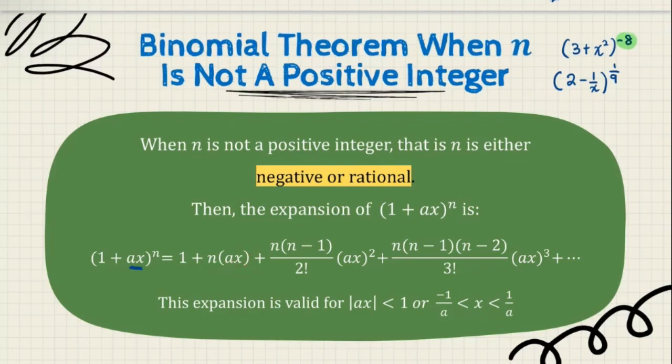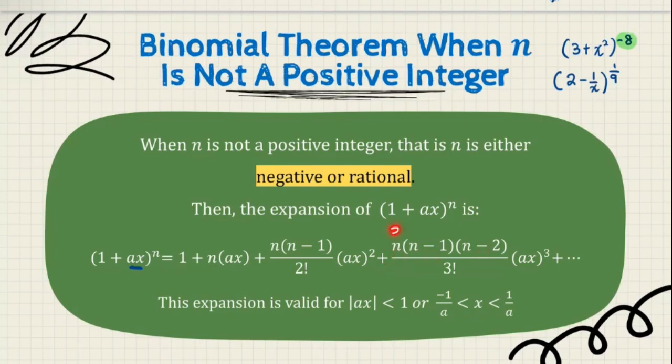Okay. Kemudian dia akan darabkan dengan plus n tolak 1 over 2 factorial. Kenapa 2 factorial? Sebab kita ada 1 dan 2 term kat sini. So 2 factorial. So ax pula dia akan jadi kuasa 2. So apakah ini kan? Plus n minus 1, n minus 2. So dia akan berkurang lah.